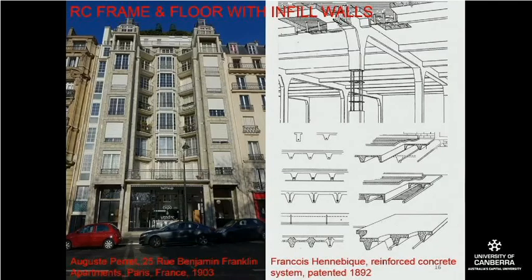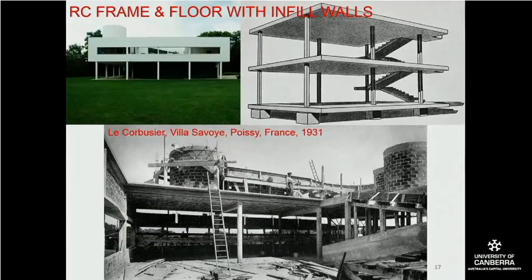Now, the more famous use of it was by an architect called Le Corbusier, a French architect who was born in the 19th century and died in 1965. He championed the use of concrete because of its plasticity, because of the way that you could make concrete into any shape. As you can see with his Villa Savoye in Poissy in France of 1931 on the top left.